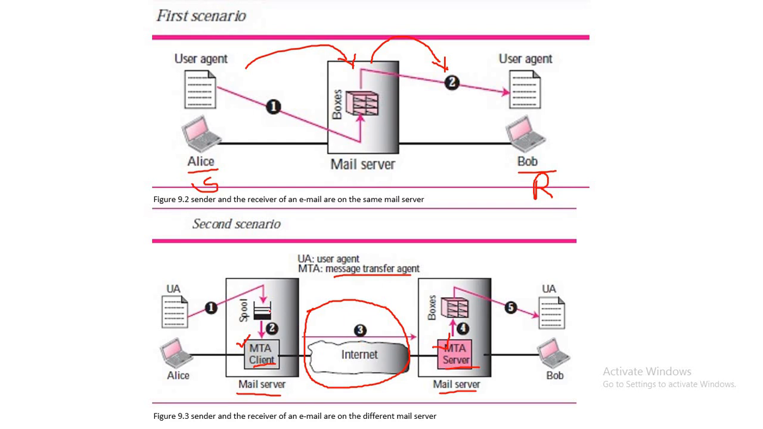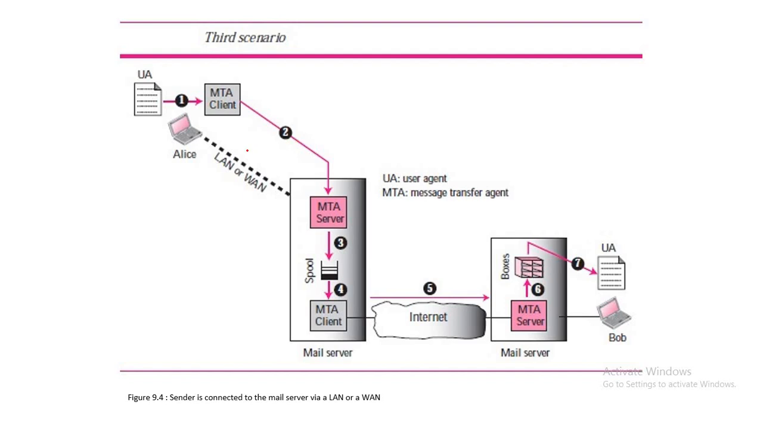There is one spool which looks like a queue. It means there is a queue of mails. Here there are boxes. Whatever mail is going to be received, that mail will be received into the mailbox. Get it? Right now you are using email, so you are very well aware of the mailbox. Get it? So there is no need to go deep into what a mailbox is. Now if you look at the third scenario, right now the user agent is connected via local area network or wide area network.